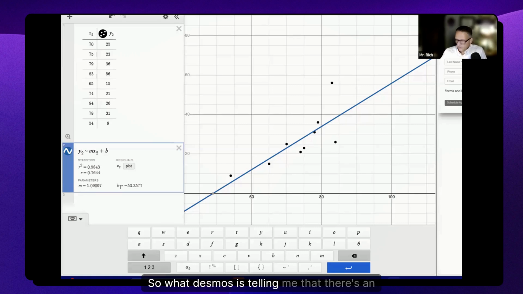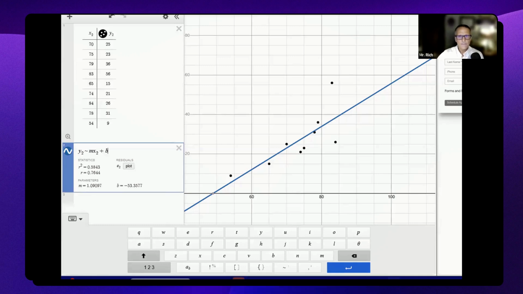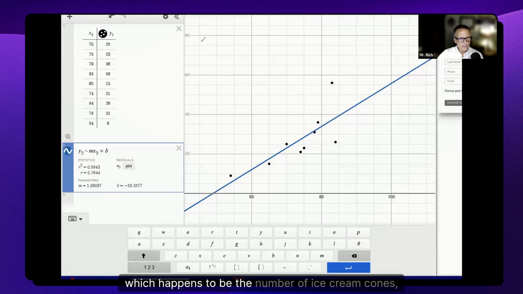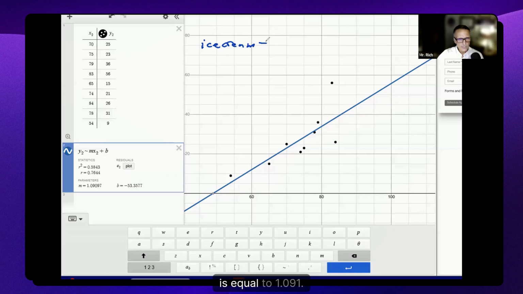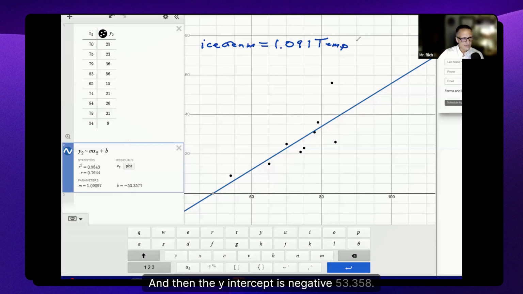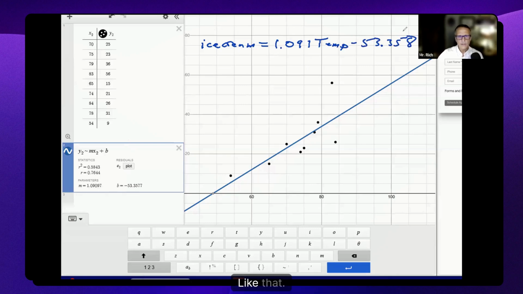So what Desmos is telling me is that there's an equation of a line that is the best fit line for this data. And I'm going to go ahead and write the equation here on the screen. So they're saying that y2, which happens to be the number of ice cream cones, is equal to 1.091, we'll round it to 3 decimal places, times x, but x is the temperature. And then the y-intercept is negative 53.358, like that. This equation that I've just written is the equation of that blue line right there.